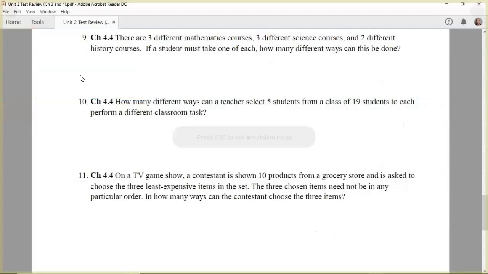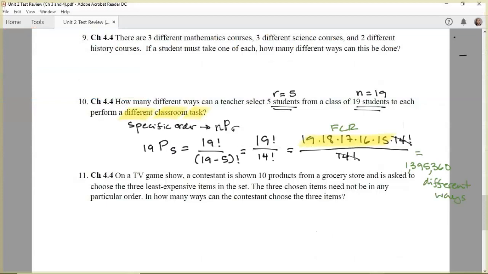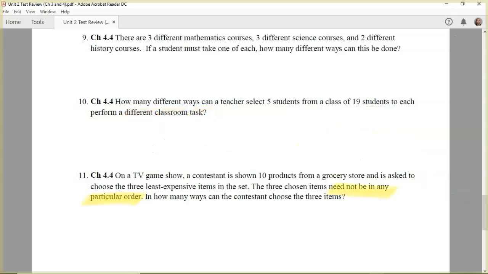Now with number 11, since the last one was a permutation problem, you're probably thinking, oh, this should be a combination problem, and you'd be right. So we look at this one. It tells us, if we skim through it, the 3 chosen items need not be in any particular order. That one spells it out a lot more easily than the previous one. It's already telling you no particular order, so it has to be a combination. We don't really care how the items are selected.